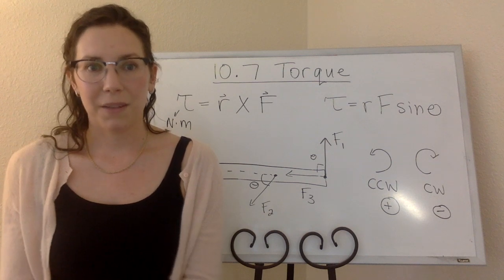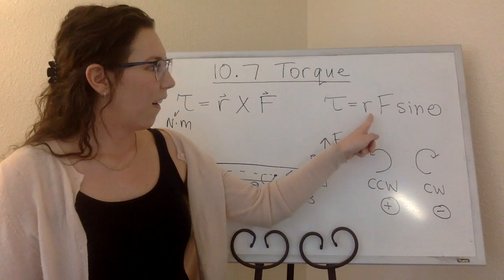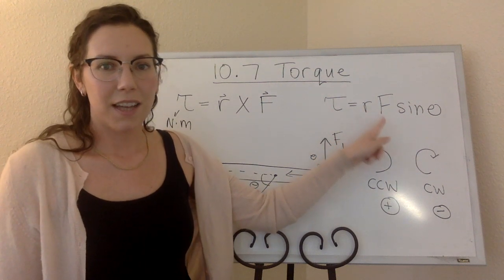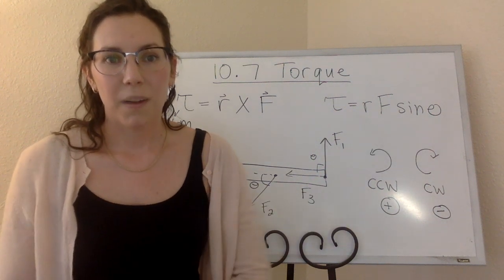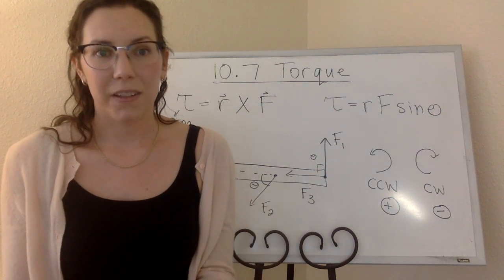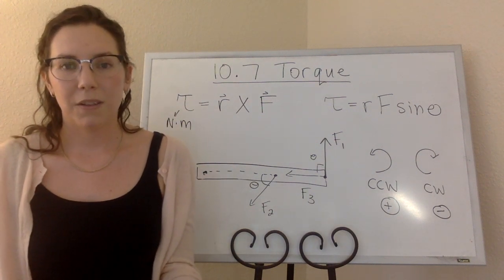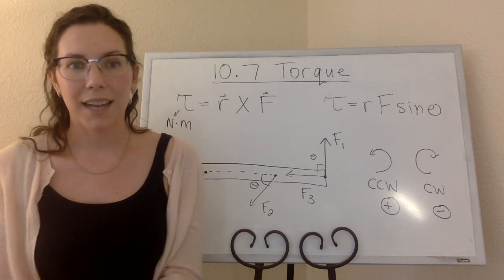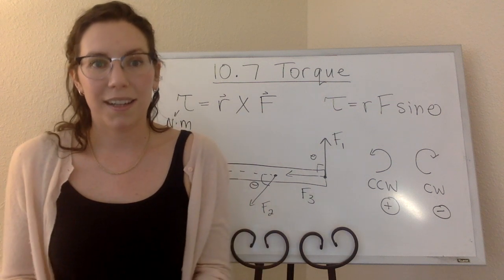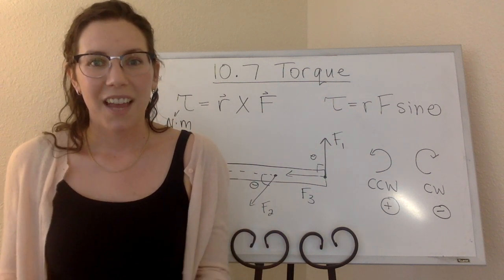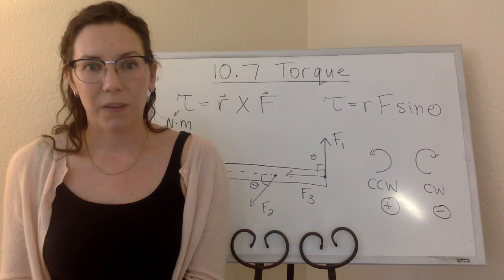To find the magnitude, since it's a cross product, we can take torque equals R F sine theta. R is the magnitude of the position vector in meters. F is the force in newtons, and then we have sine of theta, where theta is the angle between R and F. So this gives us the magnitude. How we find the direction is defined in the same way as angular acceleration. First of all, this is a cross product, and we know that a cross product always produces a third vector that's perpendicular to the original two vectors, so perpendicular to R and F.